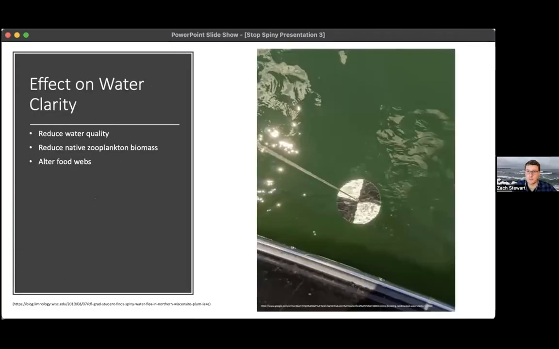Shifting gears away from the fishery, spinies can also have an effect on the water clarity in our lakes. They tend to reduce water quality when they infest a new lake, and they do that because they reduce the biomass of native zooplankton and alter the food web.